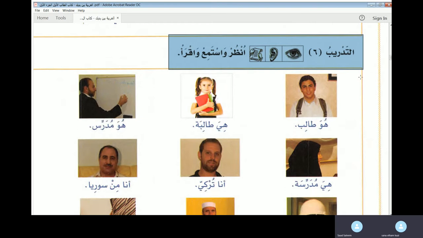Tadrib. What do you say for sitta? Sadis. Yes, sixth exercise. Tamarin is also exercise. Adribu sadis, you said, yeah? Okay. Undur, wastami, wakra.